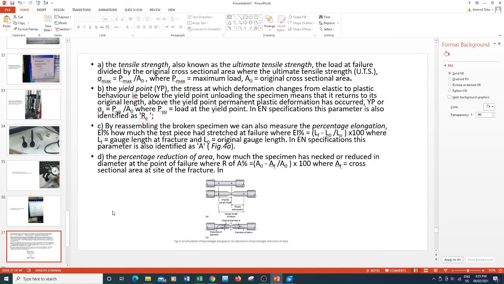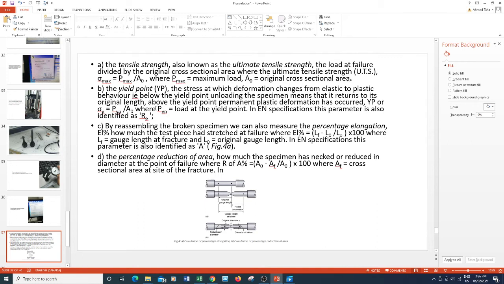Here I want to explain something about what we are going to measure. We are going to determine the tensile strength, also known as the ultimate tensile strength, the load at failure divided by the original cross-section area, where the ultimate tensile strength equals sigma max equals P max divided by A naught. P max is the maximum load recorded, and A naught is the original cross-sectional area.